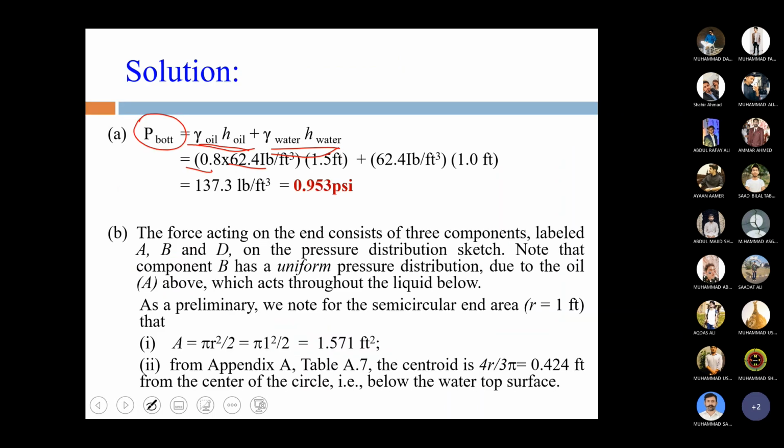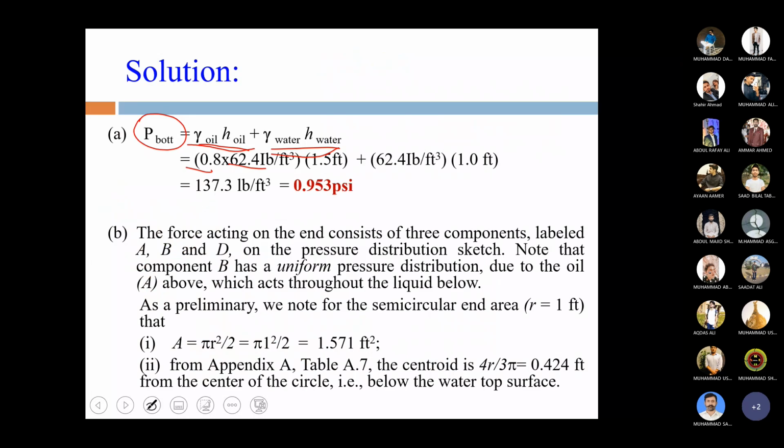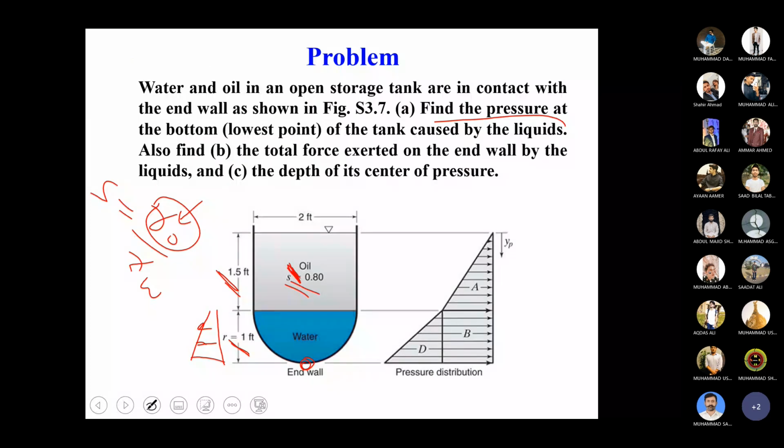Similarly, we can find the pressure exerted by water. अब इसमें depth कितनी है? ये 1 feet. Okay. So 1 feet is the height of water in order to find the pressure exerted by water. So after that, we can simply add both these pressures in order to find the total pressure which is exerted at the bottom. Is it clear now? Yes, sir.